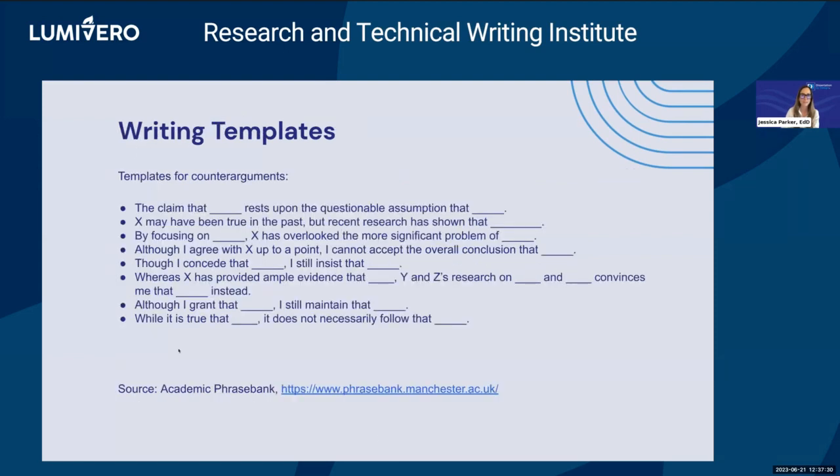So these are the writing templates I was talking about. For those of you not familiar, the Academic Phrase Bank is a wonderful resource. You can go to their website and find writing templates for counter arguments and many other components of writing. They even have a PDF that you can download if you're sort of old school and prefer to print out your resources. But I definitely recommend that website if you haven't used it before.